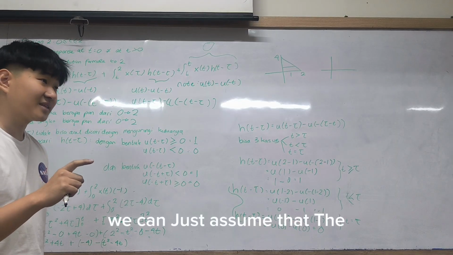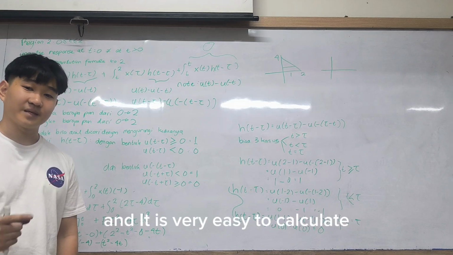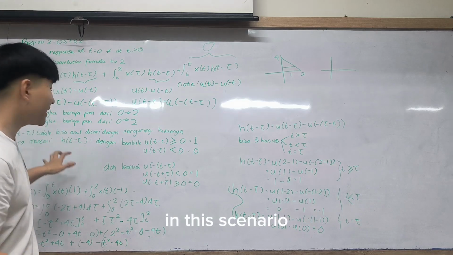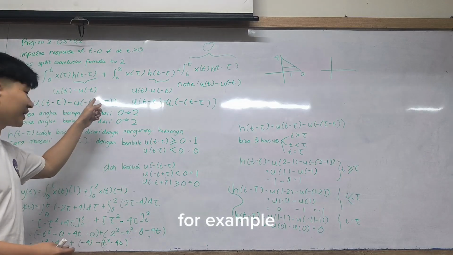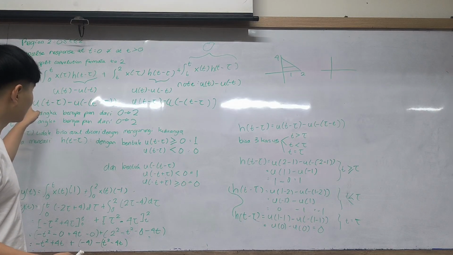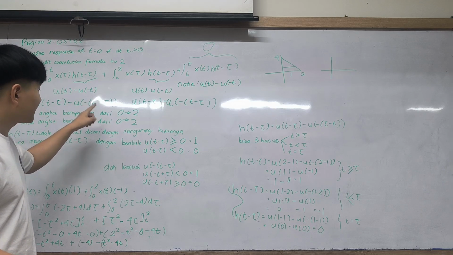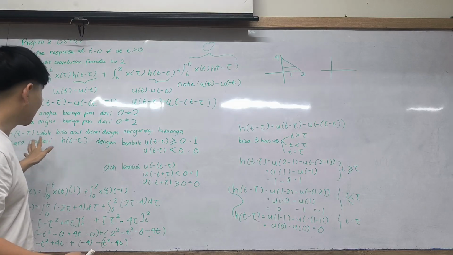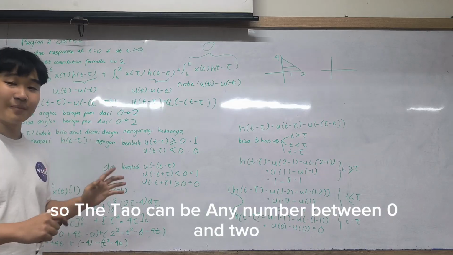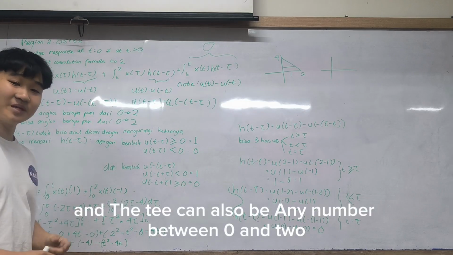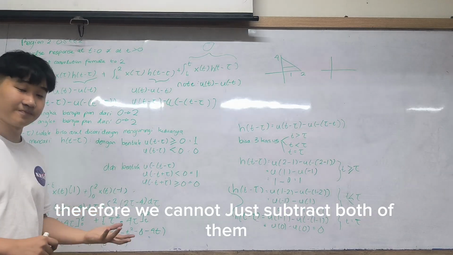We can just assume that the time is just -1, and it is very easy to calculate. However, in this scenario, we cannot do that because it is much more complex. For example, you can derive it all the way to this step, where we find the impulse response is equal to t minus tau and minus t minus tau. However, I wrote it in my language of origin. So the tau can be any number between 0 and 2, and the t can also be any number between 0 and 2. Therefore, we cannot just subtract both of them.